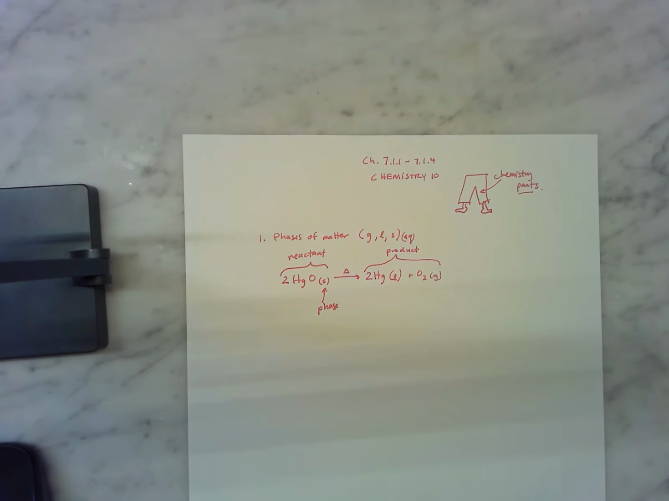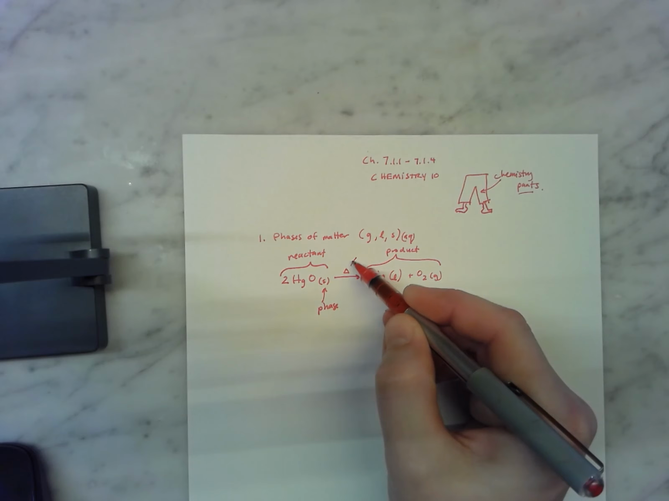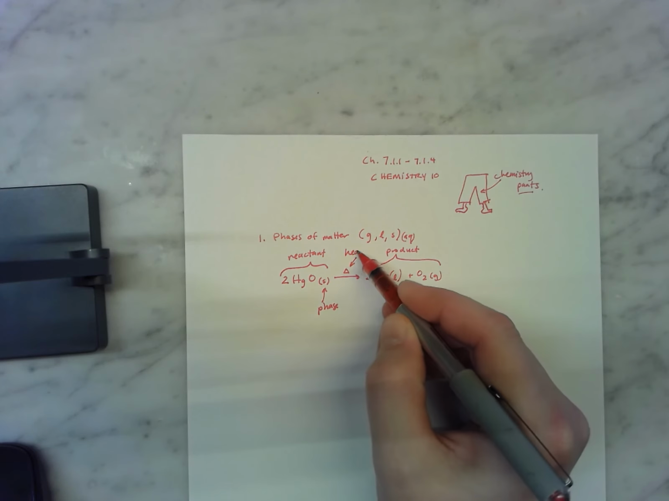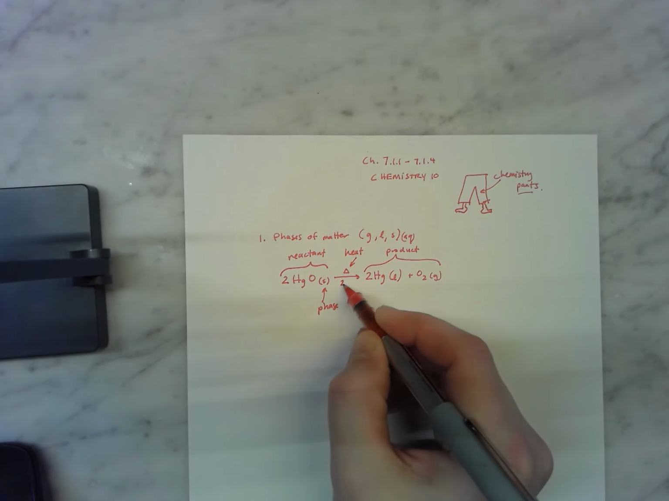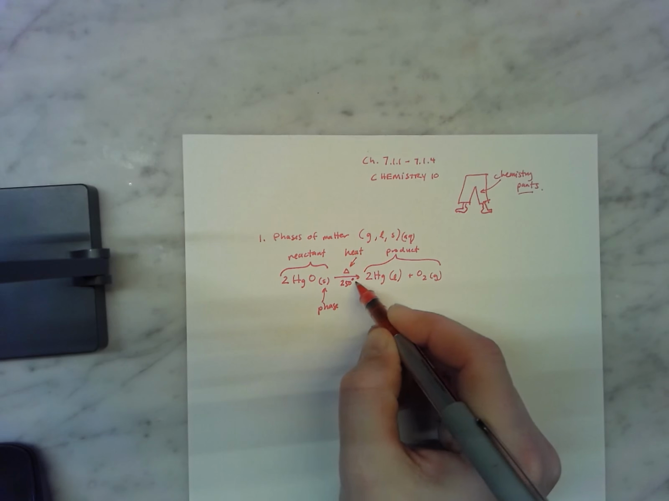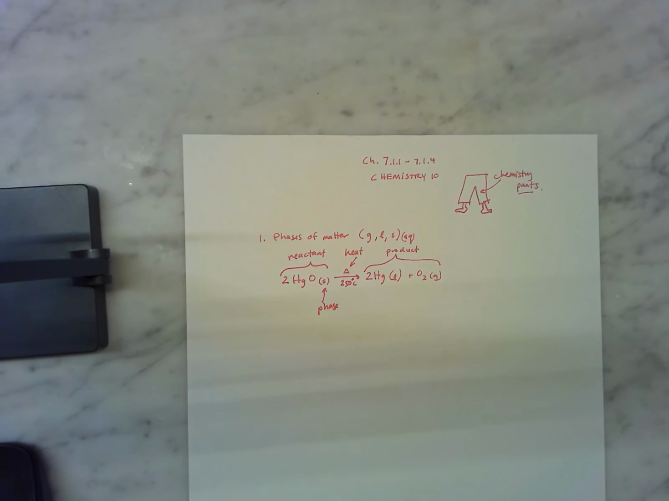All right, so what does this mean? This means there is heat added. And I think he says right here a particular temperature. The temperature is written below the arrow, so we might see something like 250 degrees C.